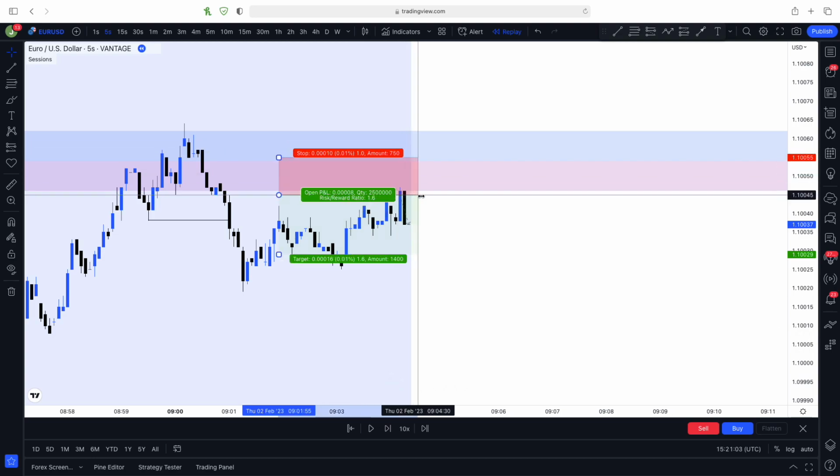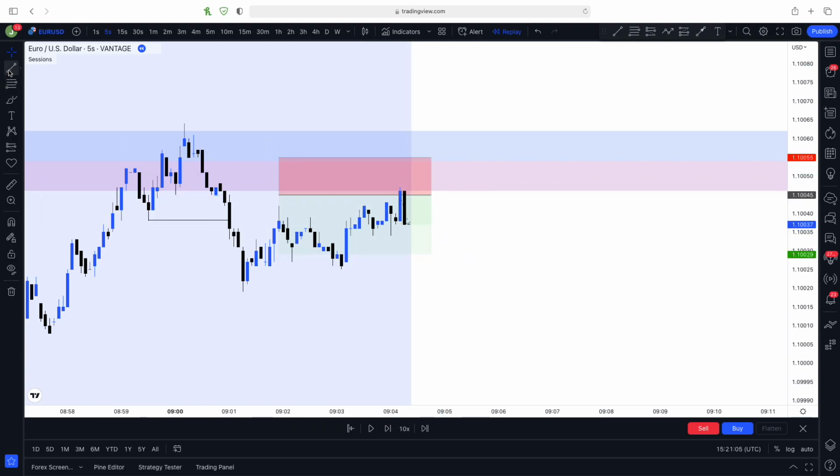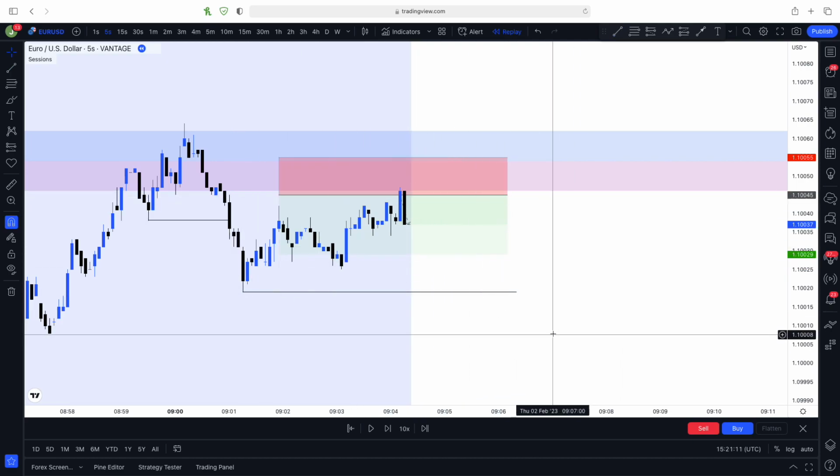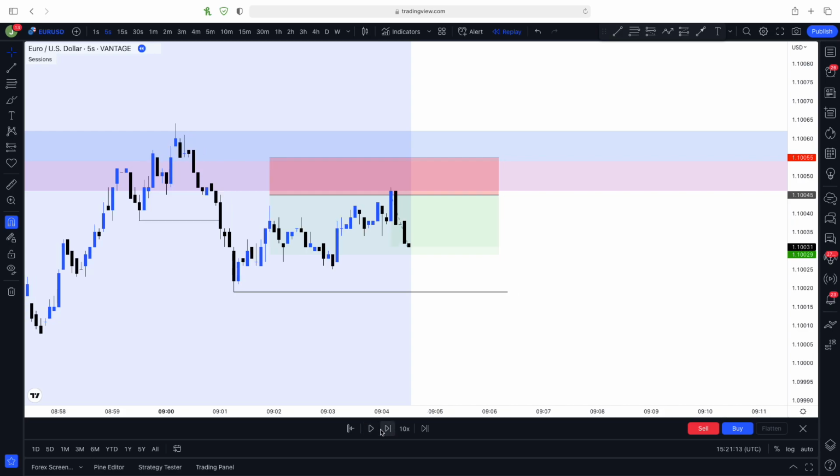Okay, so at this point here, we are tagged in. So now what do we need to be aware of? We need to be aware of where our break-even point is. So where is that going to be? It's simply on the next major break of structure. We should all know this by now. Continue to play.